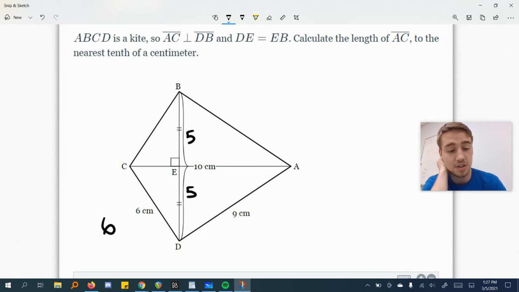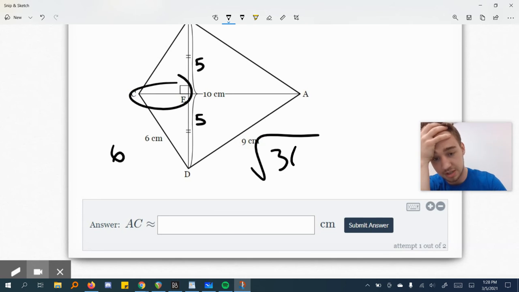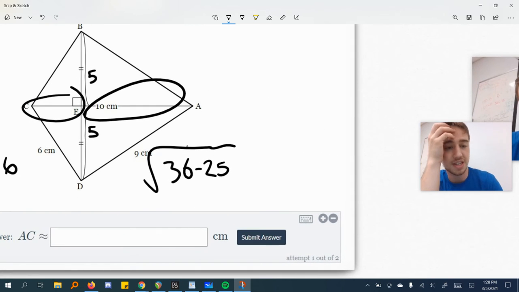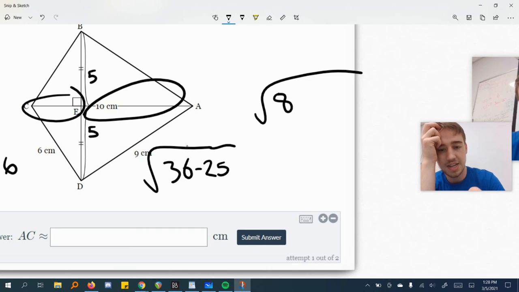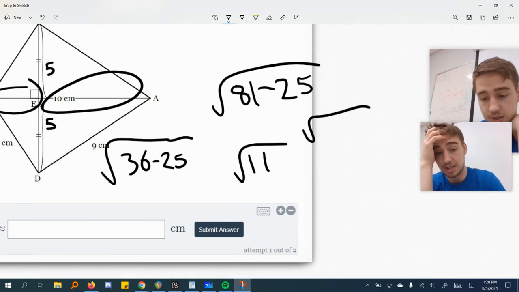So we have 2 Pythagorean theorems, one with hypotenuse of 6, one with hypotenuse of 9, each having one leg of 5. So to find this leg, we're going to get radical 36 minus 25, because 6 squared minus 5 squared. And to find this, we're going to get radical of 9 squared, which is 81, minus 5 squared. And we're going to get radical 11, and we're going to get radical, what is that, 56?